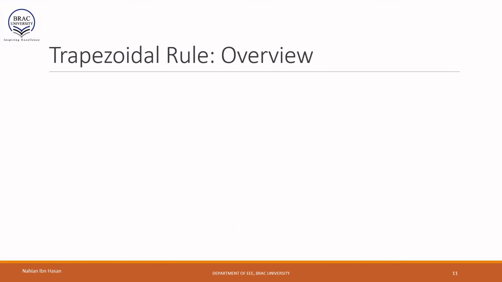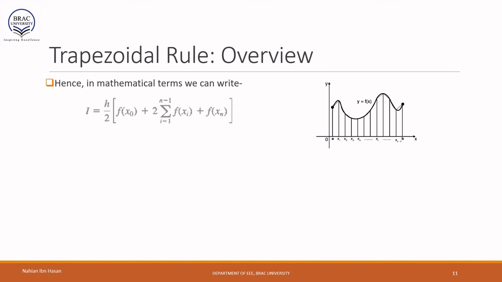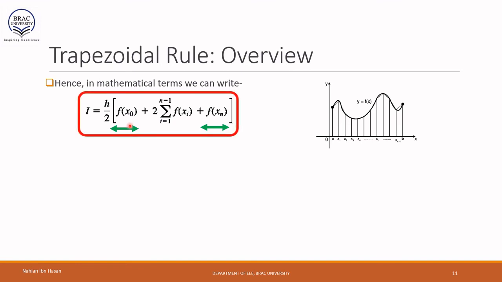We can further simplify this formula mathematically, which can be denoted something like this: h divided by 2, which is the common factor present in all of these segments. The first and the last segment are f of x0 and f of xn, and the middle segments are these 2 times f of x, summed over all the middle segments.